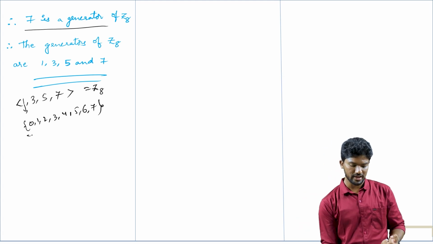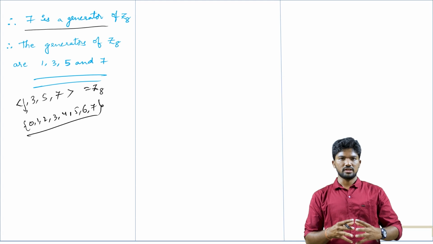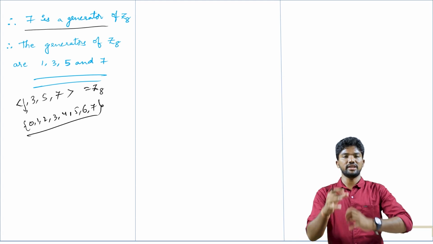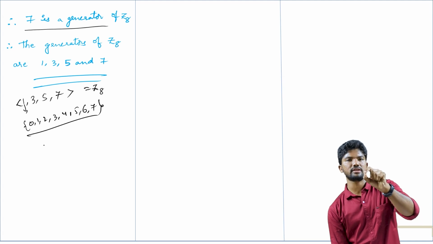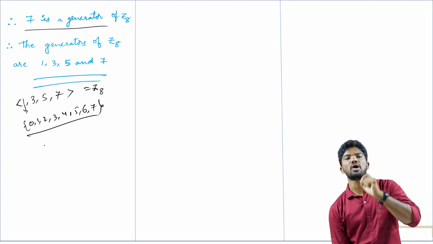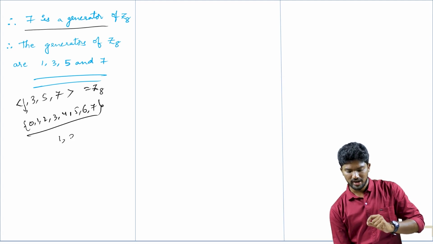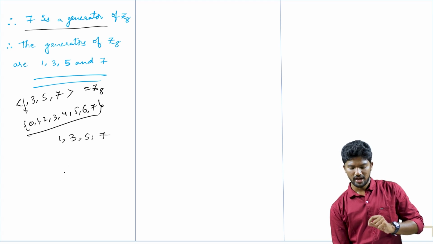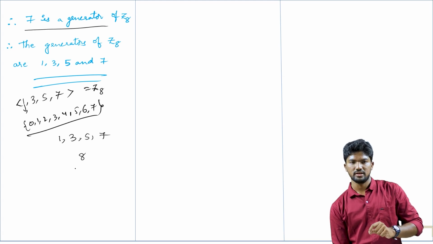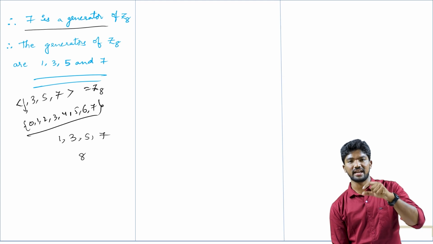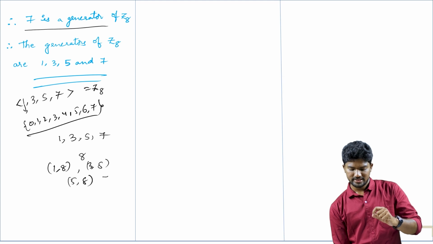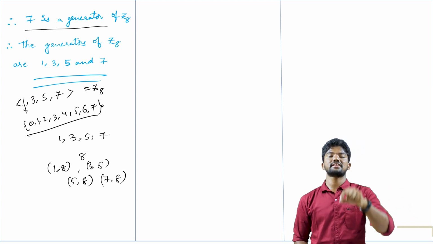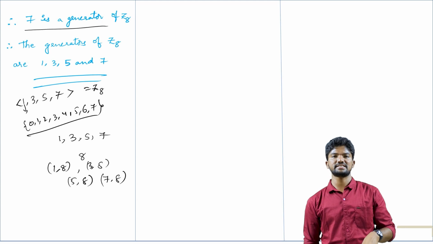Z suffix 8. Okay, by observing these generators, we can conclude that there is a common relation between generators and the modulo value. Generators are 1, 3, 5, 7. And what is the modulo value? 8. If you apply the GCD property, greatest common divisor, of 1 and 8, 3 and 8, 5 and 8, 7 and 8, definitely you will get relatively prime numbers. Their GCD is equal to 1.